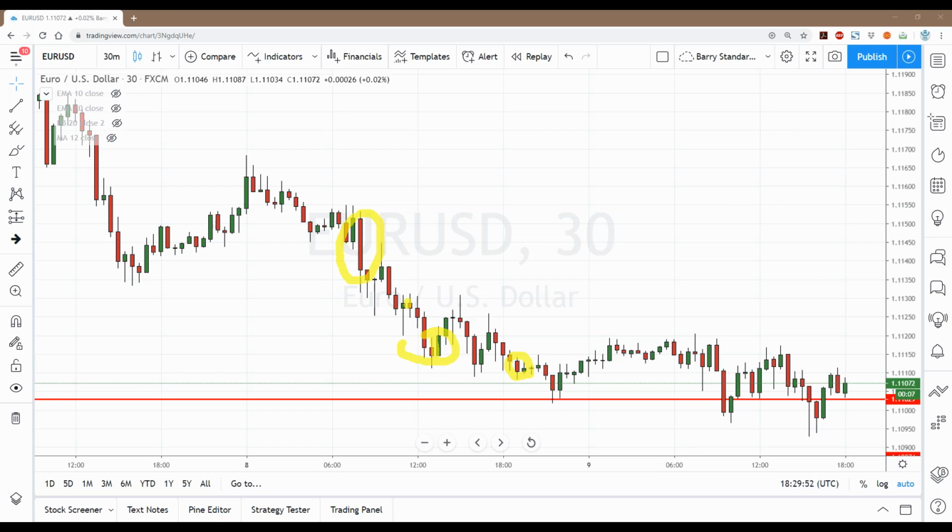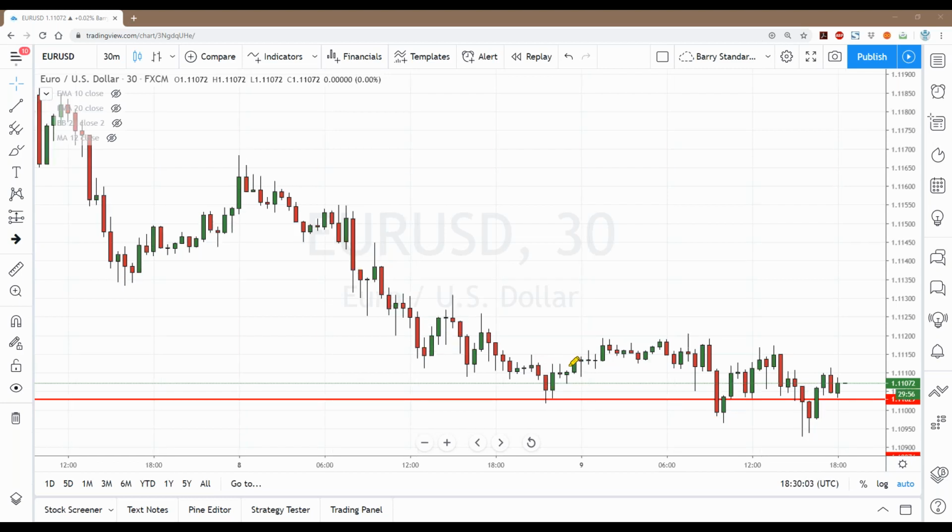Now, when we get these, we can at least decide what's happening in the market. When we see tiny little candles with virtually no body, that's telling us we have a lot of market indecision.